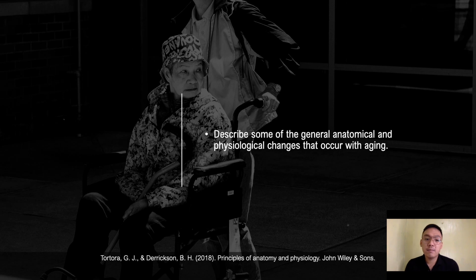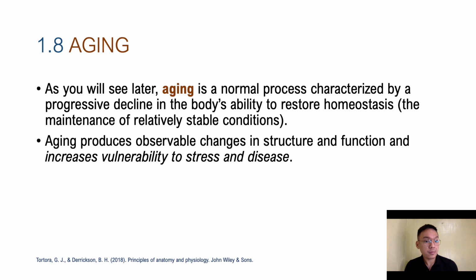Now we're moving ahead with aging. We will describe some of the general anatomical and physiological changes that occur with aging. As you will see later, aging is a normal process. It's characterized by a progressive decline in your body's ability to restore homeostasis and the maintenance of relatively stable conditions. Aging produces some observable changes in structure and function, and it increases vulnerability to stress and diseases.